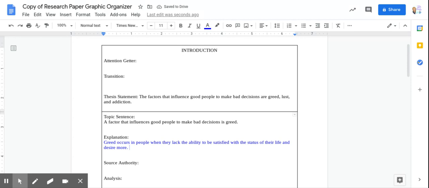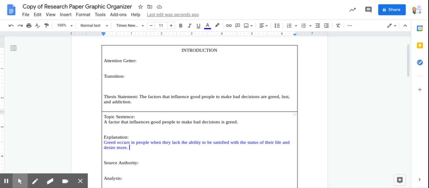This part's tough. So if you see, sometimes I'm going to have to play around with it a little bit. So what I'm trying to say is that greed occurs in people when they lack the ability to be satisfied with the status of their life. That doesn't make sense to me. If you recall, I originally said things, but things isn't a good word to use when you write. Status of their life, that's not really what I mean.